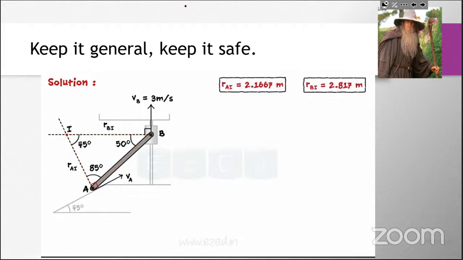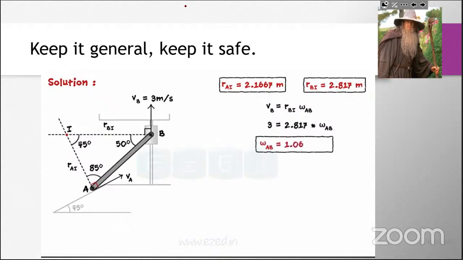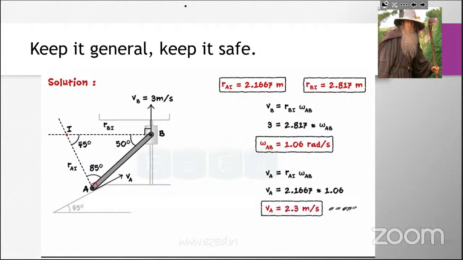Step 4. Use the relation between the linear velocity and an angular velocity at point B. On substituting the values, we get angular velocity of rod AB as 1.06 radians per second. Now, use the relation between linear velocity and an angular velocity at point A. On substituting the values, we get the velocity at point A as 2.3 meters per second.